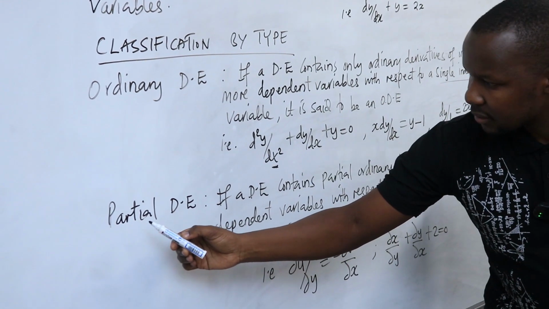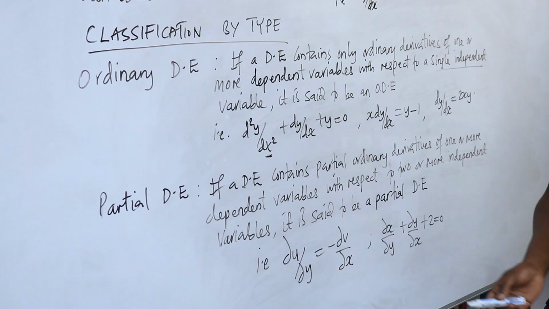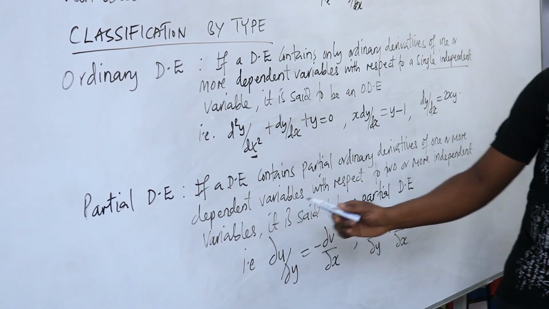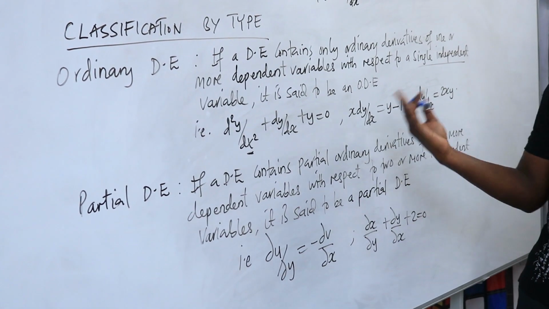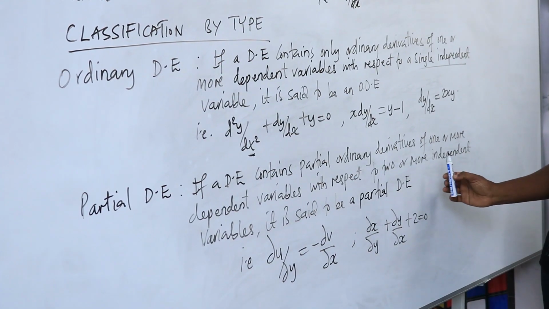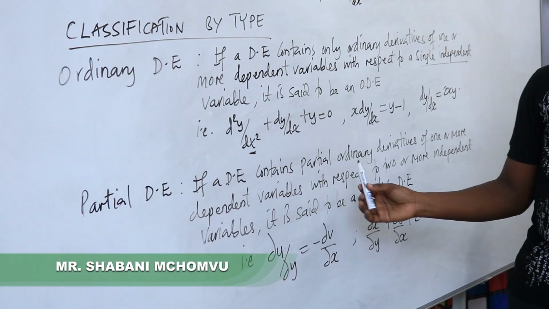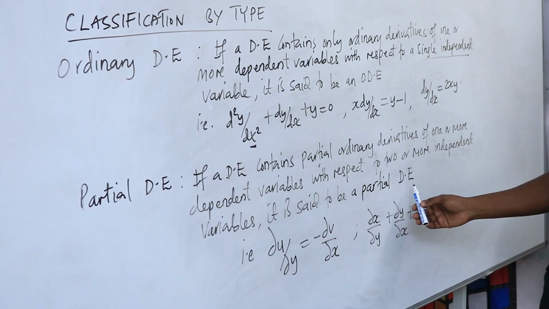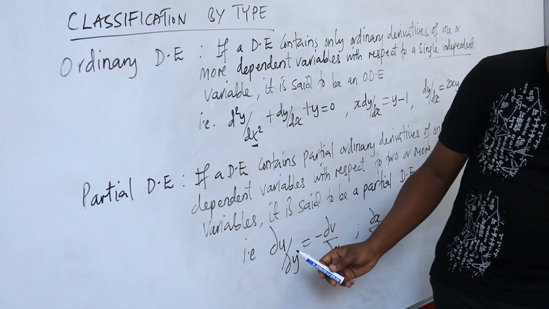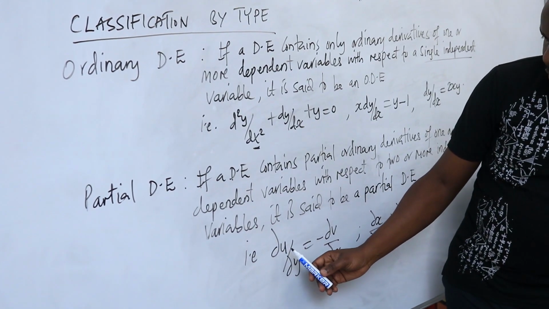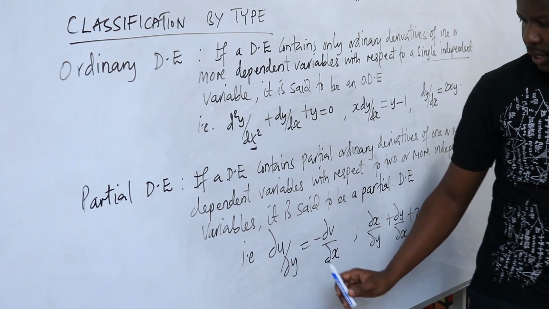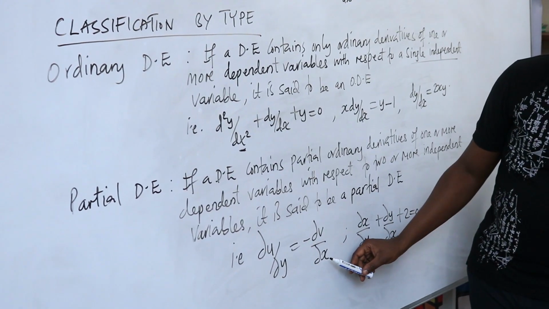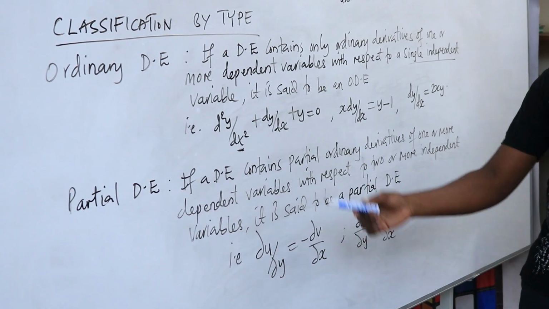Now for the second part, that is partial differential equations. If a differential equation contains partial derivatives of one or more dependent variables with respect to two or more independent variables, meaning we have a number of independent variables, it is said to be a partial differential equation. As you can see here, we have a partial differential equation involving the dependent variable u and independent variables y, v, and x. So that belongs to partial differential equations.